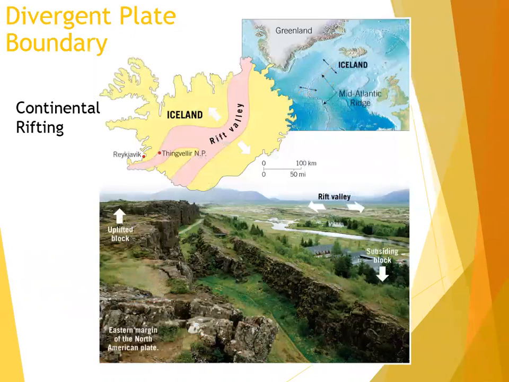You have a spreading center on a continent, it's going to form a structure called a rift valley. It may eventually split a landmass into 2 pieces. This is rifting occurring in Iceland. And what happens with rifting is you're going to get uplifting of some areas, but subsidence of others.